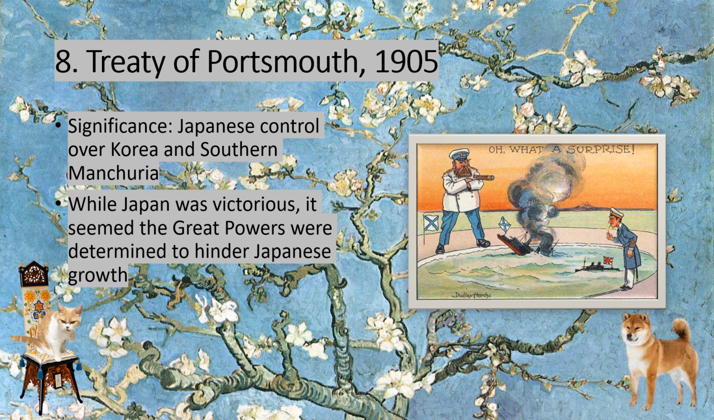It granted Japan the right to lease the Russian-built Southern Manchurian Railroad from China, and it granted Japan the southern half of the Sakhalin Islands. Japan acquired international respect and authority as the result of the Russo-Japanese War.